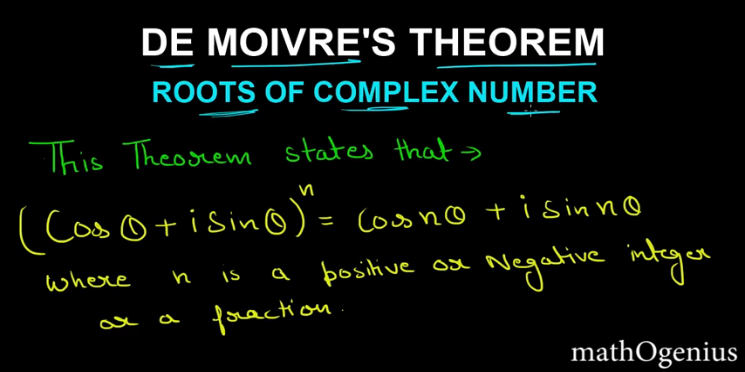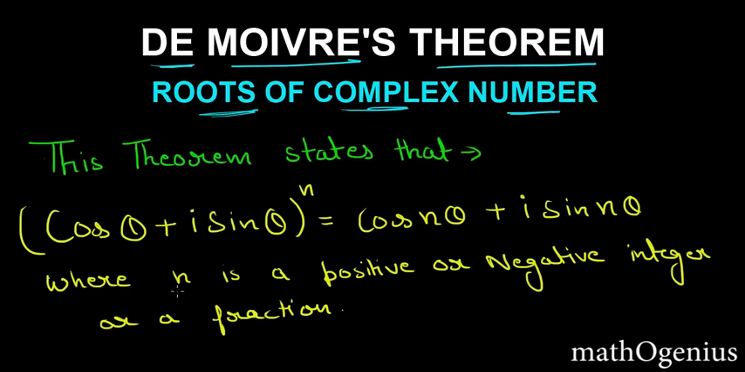So let's first understand what this theorem tells us. This theorem states that (cos theta plus iota sin theta) raised to the power n is equal to cos n theta plus iota sin n theta. So basically this theorem is useful in finding many things because we know that we can represent any complex number in this form. So we can find the power of any complex number using this theorem, or we can use this theorem to find roots.